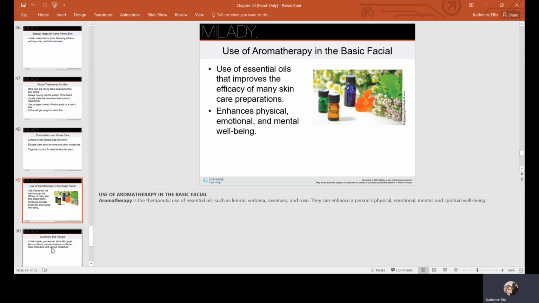Aromatherapy. In the basic facial, we can use essential oils that improve the efficacy, which means effectiveness, of many skin care preparations. Again, you're going to ask about allergies. And also just from inhaling or smelling different scents can help enhance physical, emotional, and mental well-being.